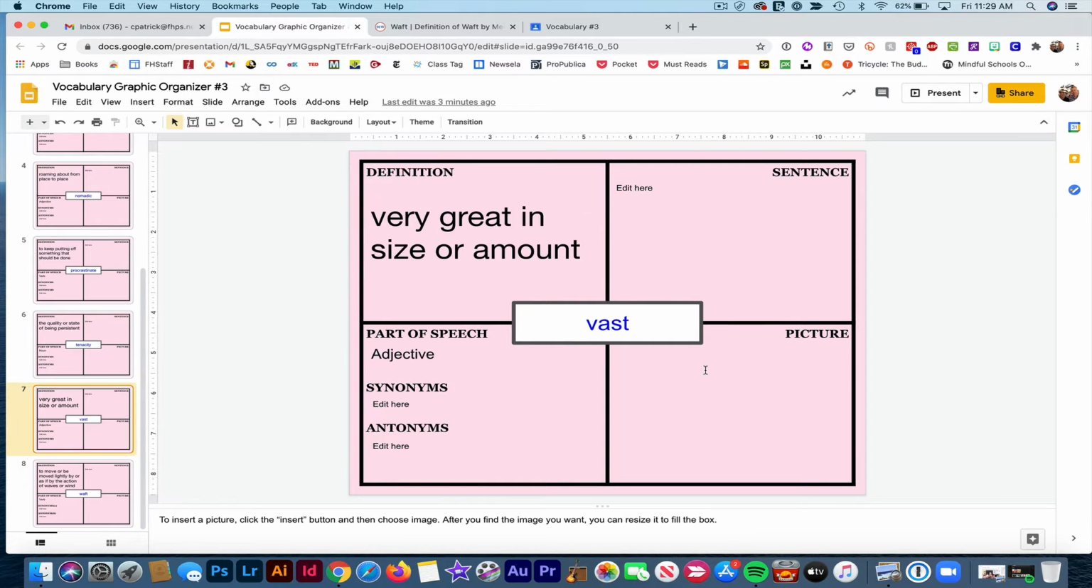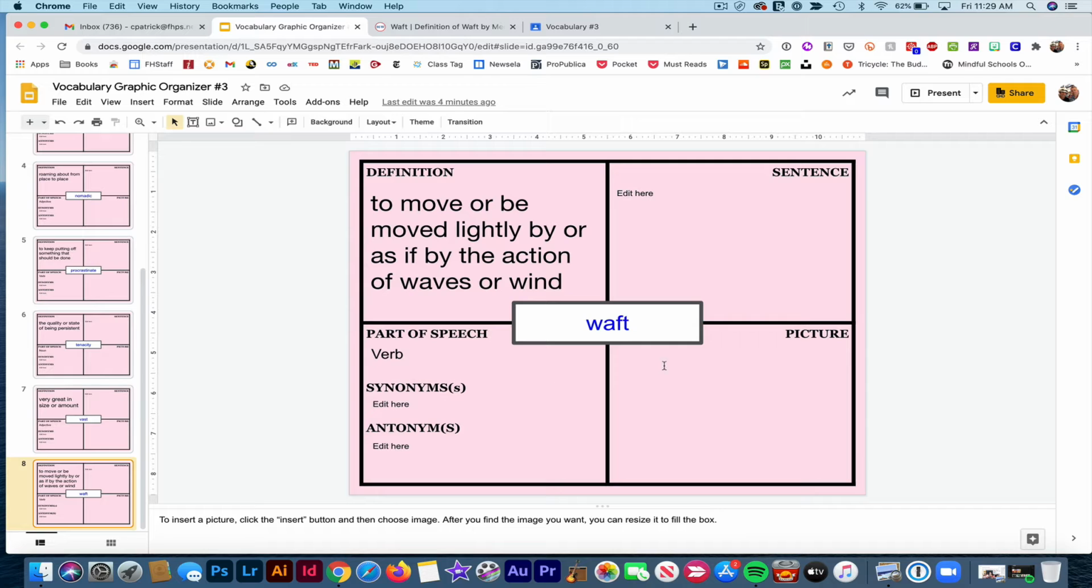The second thing I wanted to point out was when you're coming up with a picture. The first couple of vocabulary lists we've done, I've had you draw a picture. This one, since you're at home and on the computer, I'm asking you to look for one online, right? So waft, to move or be moved lightly by wind, by the action of the wind. So remember, I said that could be something like pollution.